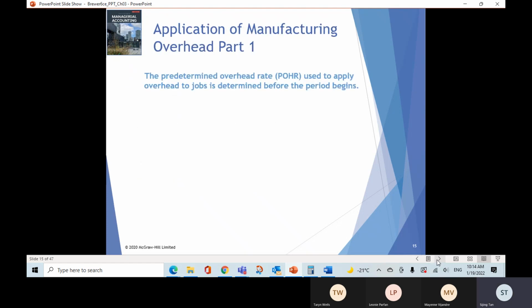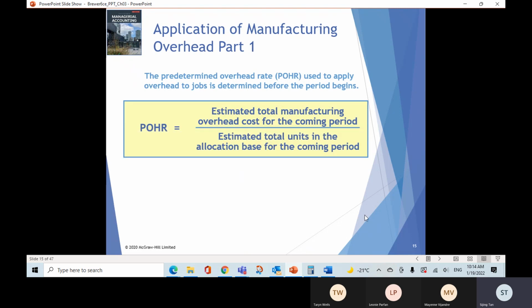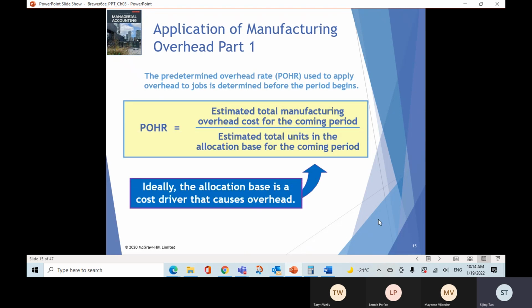So the base, now this is a calculation. I want you to read it through very carefully. Manufacturing overhead is applied to a job using the predetermined overhead rate multiplied by the actual amount of the allocation base used to complete the job. This is called a normal costing system.